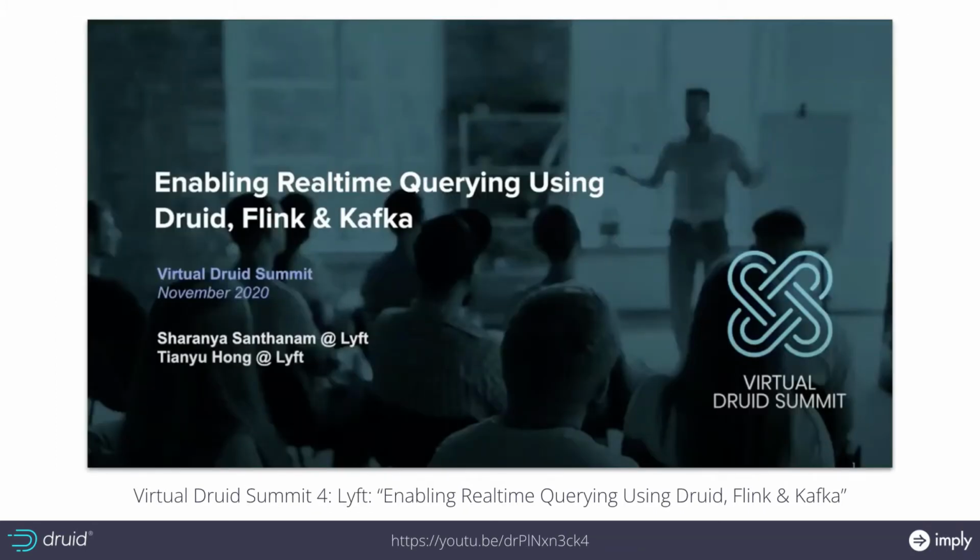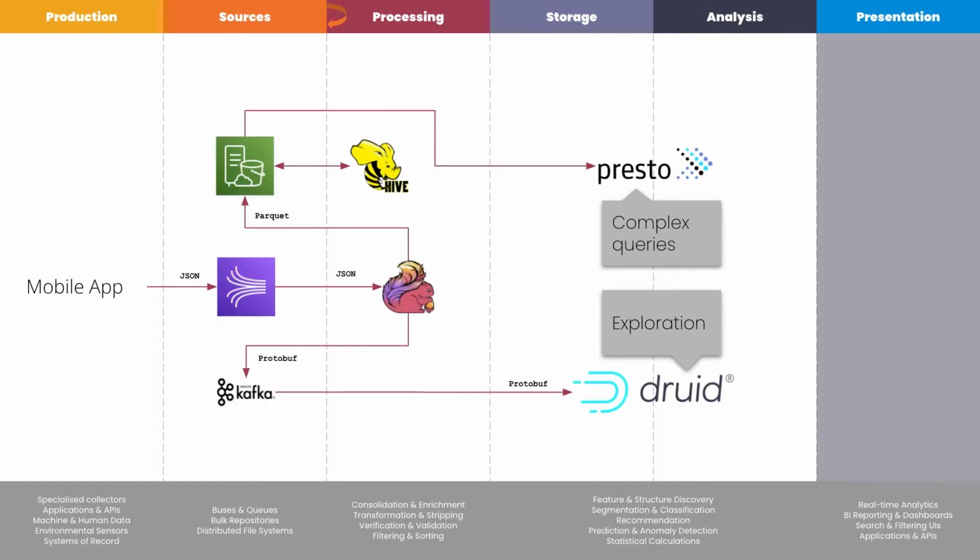Here's another good example of that. Take a look at this video from Virtual Druid Summit 4 by the Lyft engineering team. This is their pipeline. Here they're using Flink. They like its APIs, its UDFs, its good SQL support. Flink is used to create protobuf for Druid through Kafka. And in their case, unlike Netflix, they chose Parquet over JSON for the fast lane to Druid, as well as via S3 into the slower lane, into Presto.